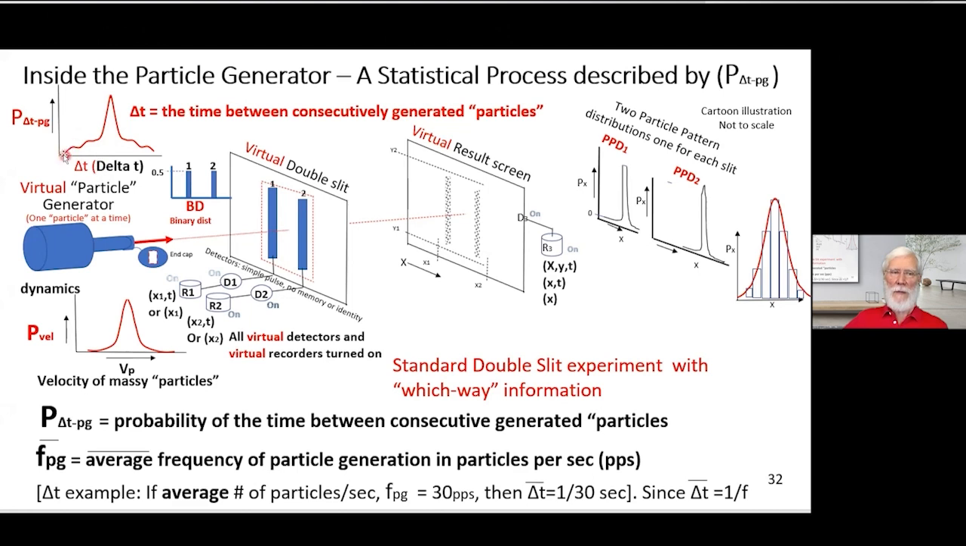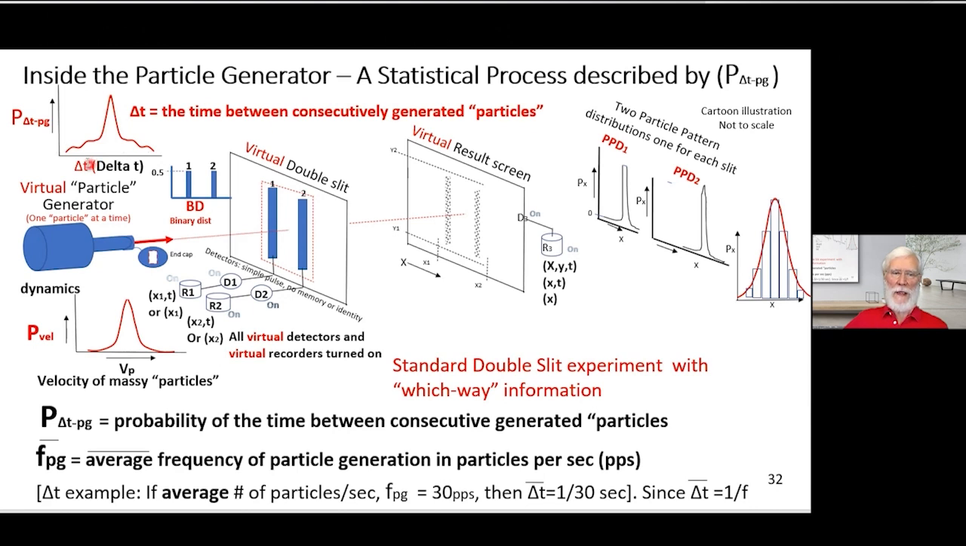Now, here's all the possibilities. Sometimes that time may be real short. Here's delta t going this way on the axis. So sometimes they're real short here. Sometimes they're real long out here, big delta t, little delta t, but most of the time they're somewhere in the middle. Okay, so it's just the probability distribution of the delta t's. This is how the rendering engine models the particle generator.